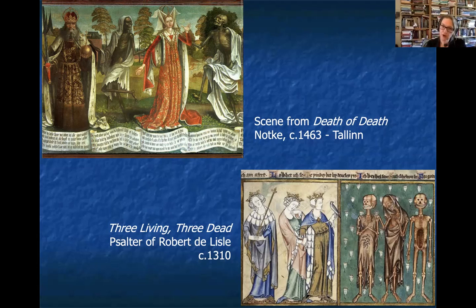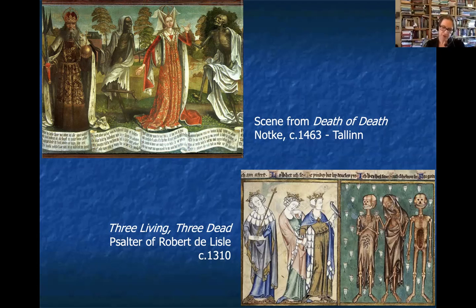Lydgate, though, added 5 additional characters to the French ones: a juror, a conjurer, and 3 women, a princess, an abbess, and a noblewoman. Although the London mural never survived, Lydgate's Middle English text does. Women were included in some versions of the 3 living, 3 dead, such as the 14th century version shown here.